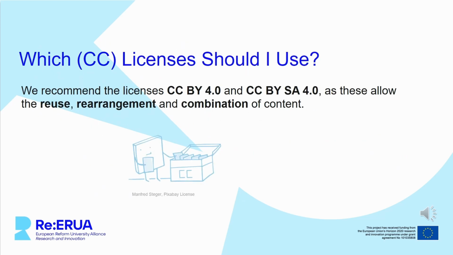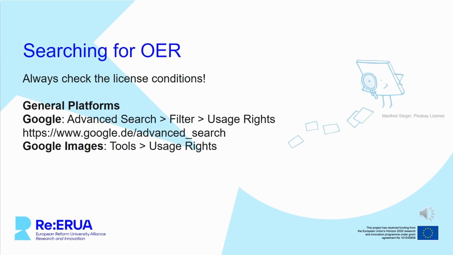If your head is now spinning from all of the licenses, we recommend using the CC licenses CC BY 4.0 and CC BY SA 4.0 for your OER. These allow you to reuse, repurpose, and combine content, and therefore open up all the advantages of open educational resources. Now you're well equipped to search for free educational materials, but where to start?